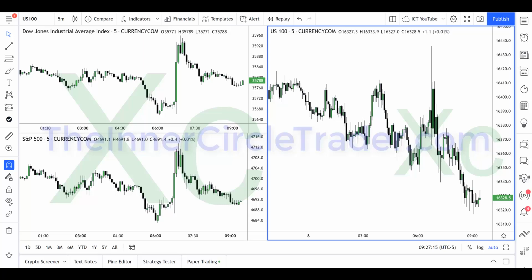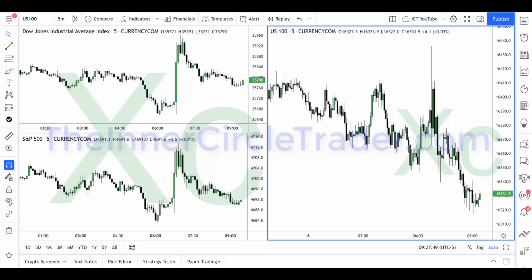All right, we're looking at the indices for this morning. Upper left-hand corner is the Dow Jones Industrial Average, CFD. The lower left is the S&P 500, CFD, 5-minute chart. And the larger chart to the right is the CFD on the NASDAQ 5-minute chart.